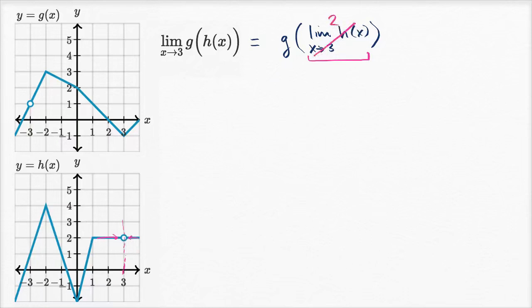So this all simplifies to g of 2. Now what is g of 2? Well, let's see. This function here, when x is 2, g of 2 is 0. So this right over there is going to be 0. And we're done. Let's do a few more of these.